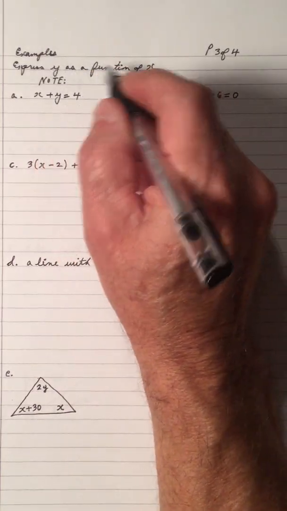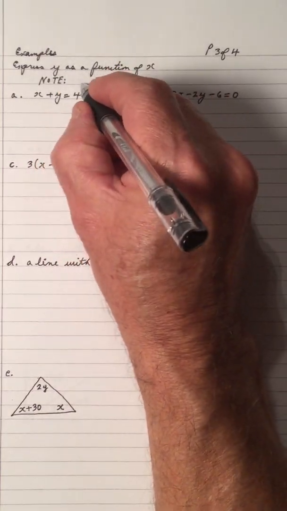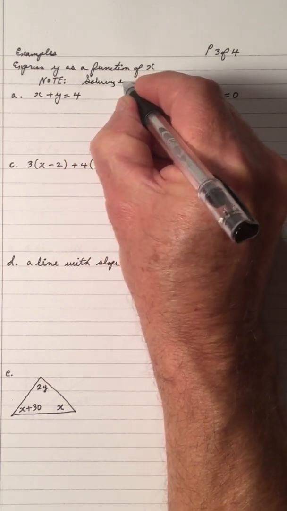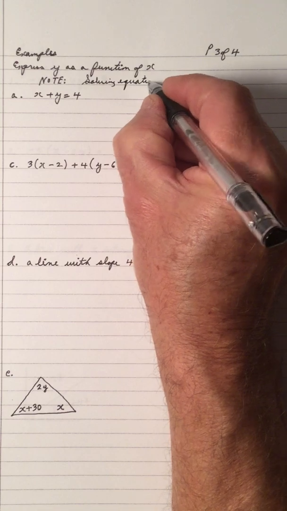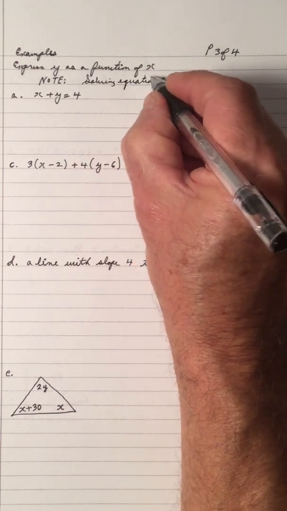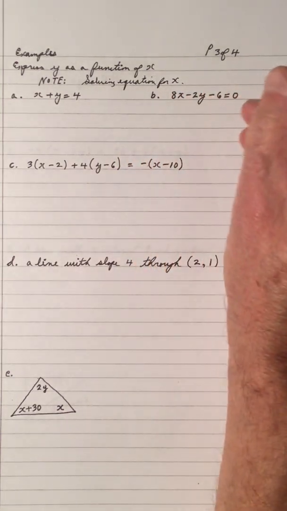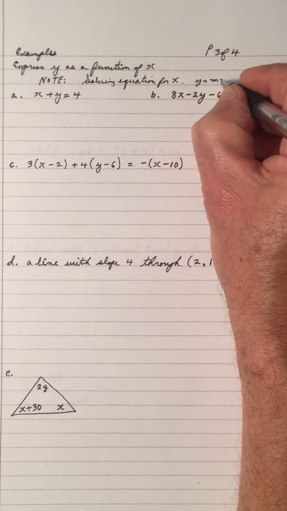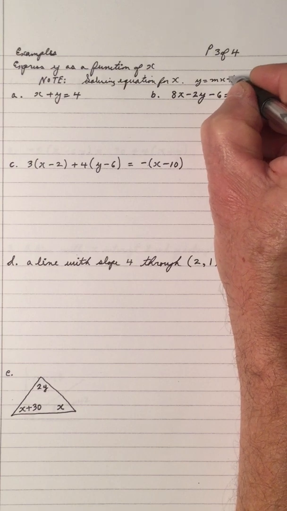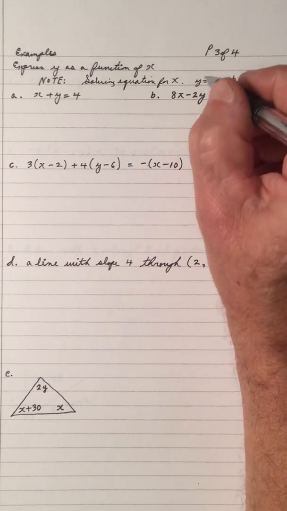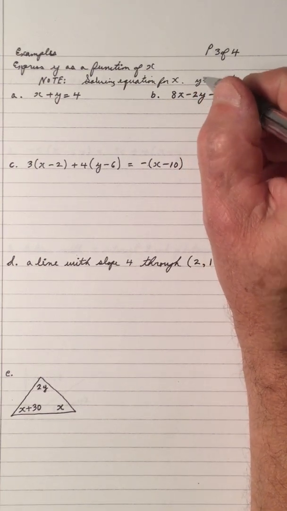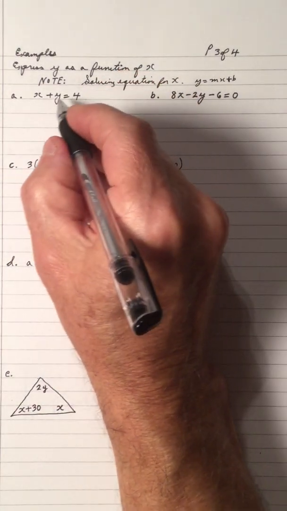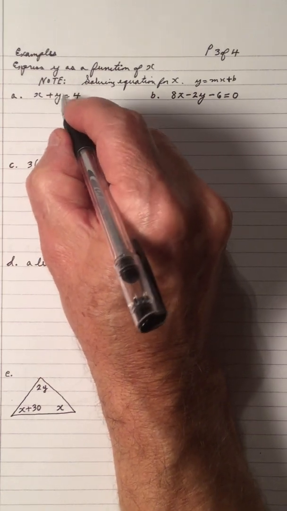Note, when we want to write y as a function of x, we're really solving the equation for y. So y equals mx plus b. And this would be true for any equation. As long as you have the equation solved for y, y will be a function of x. So let's take this one and solve it for y.